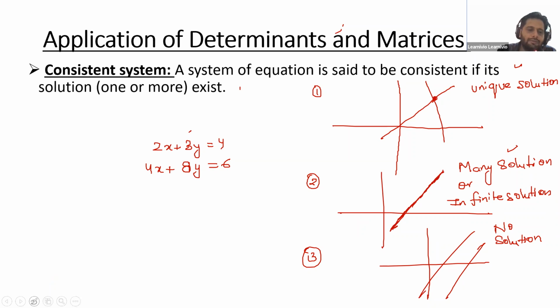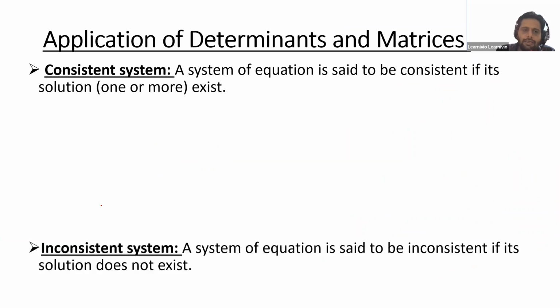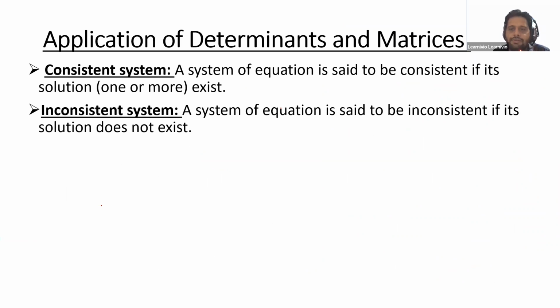So this was a consistent system. Consistent means a solution will exist, which can be many solutions or a unique solution. Now, second is inconsistent. Inconsistent is when the solution does not exist, that means no solution. If you have two equations and there is no solution, then you will say that the system of equations is inconsistent. So please remember this: consistent means solution exists, inconsistent means solution does not exist.